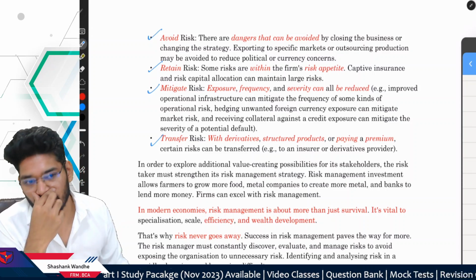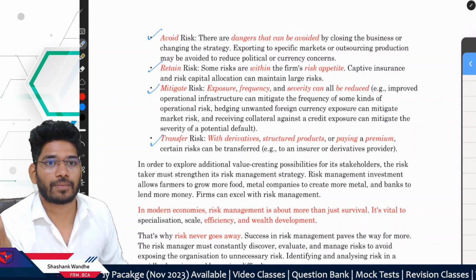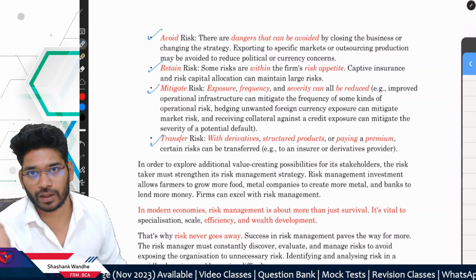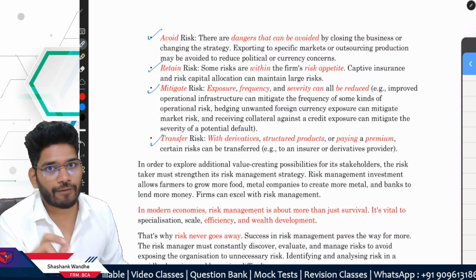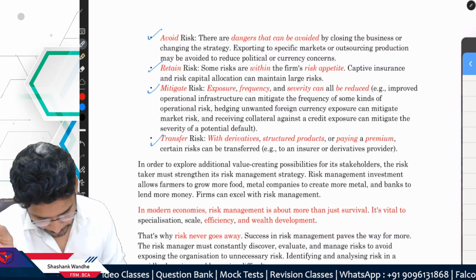If your bank is not ready to take the losses from derivatives trading, okay, maybe ready for stocks but not derivatives, don't enter into derivatives. This is the avoid. Simply avoid.